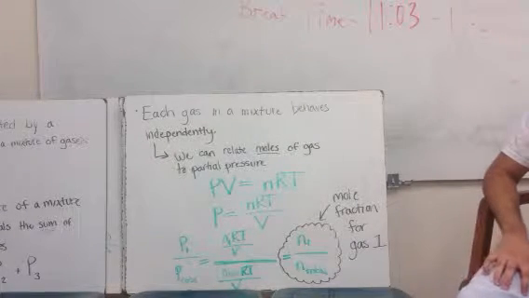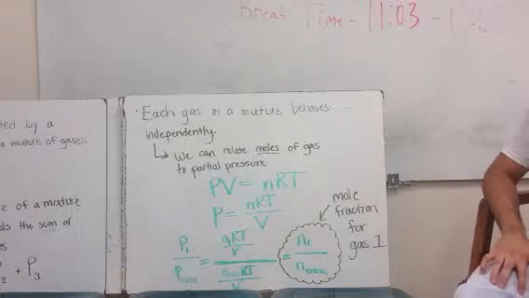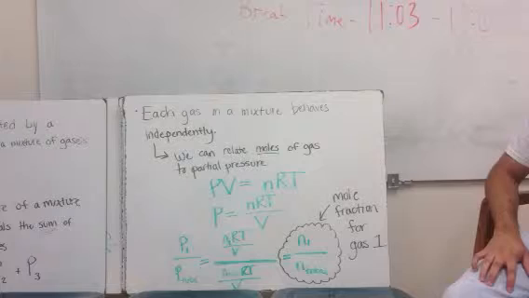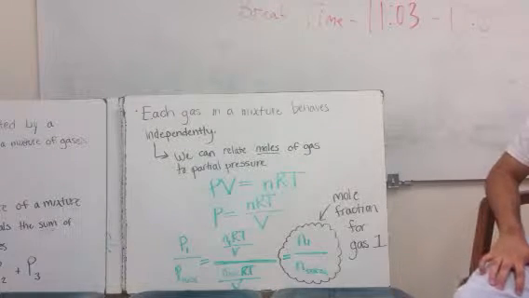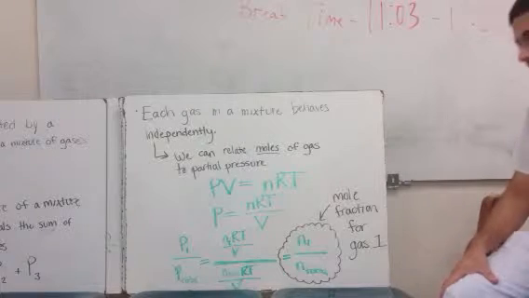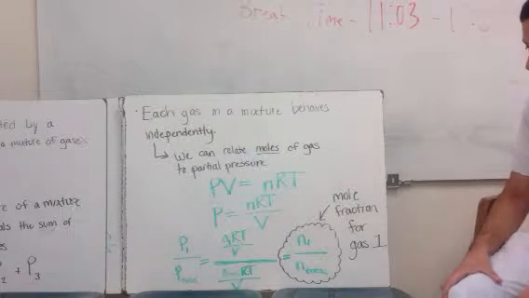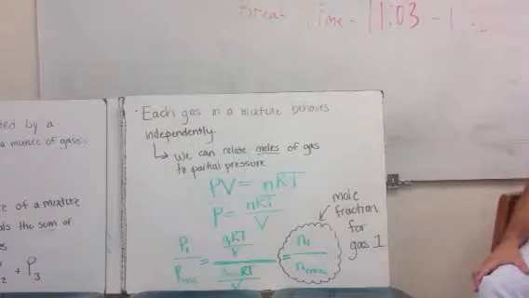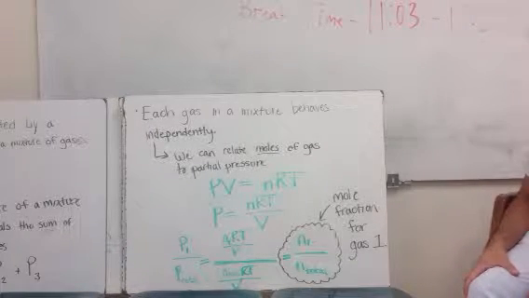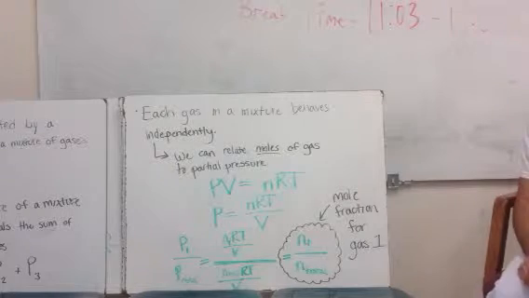And we can do that by simply manipulating the ideal gas equation, which we know as PV equals nRT, or pressure times volume equals moles times the gas constant times the temperature in Kelvin. And we can solve for pressure by simply dividing V, or volume, on both sides, which would give us pressure equals nRT over V.